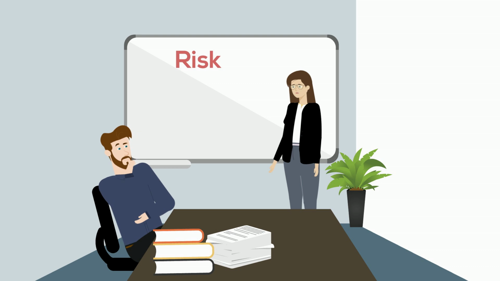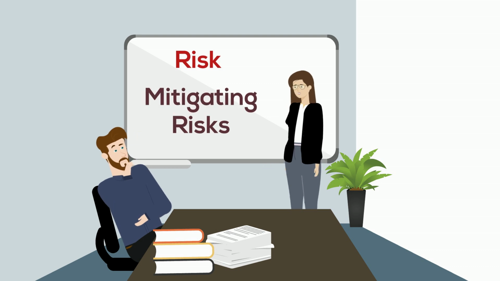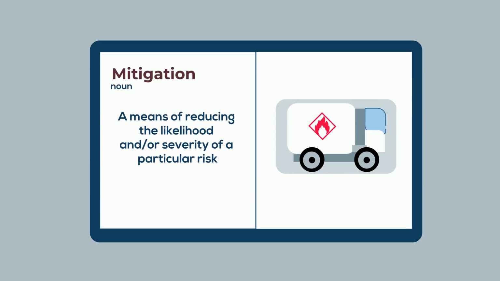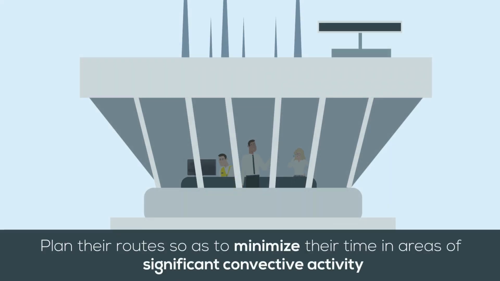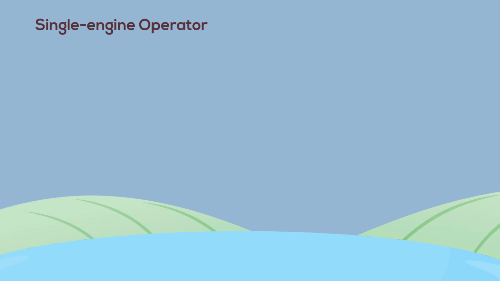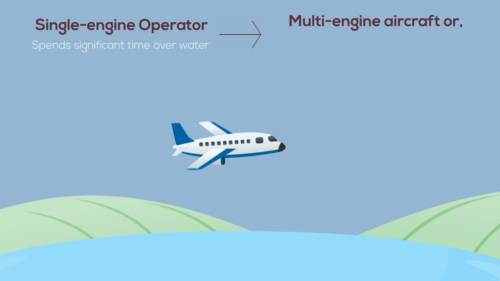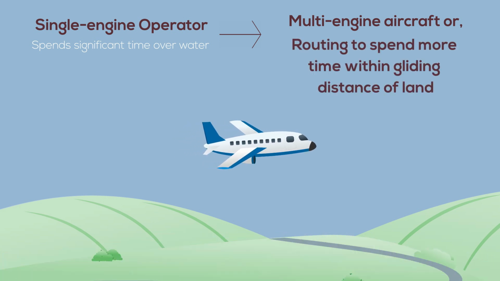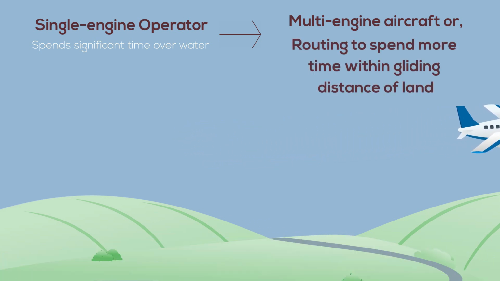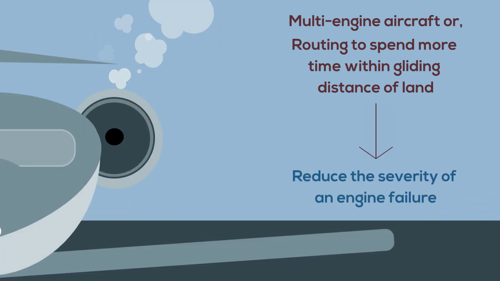Now that we have defined a risk, let's see about mitigating those risks. A mitigation is a means of reducing the likelihood and/or severity of a particular risk. For example, an operator could plan their routes so as to minimize their time in areas of significant convective activity, reducing the likelihood of a thunderstorm encounter. A single-engine operator who spends significant time over water might consider switching to a multi-engine aircraft or routing their flights so as to spend more time within gliding distance of land, both of which would reduce the severity of an engine failure.